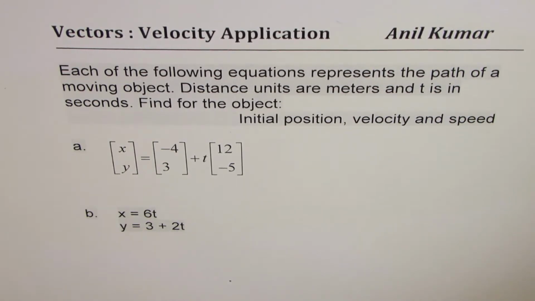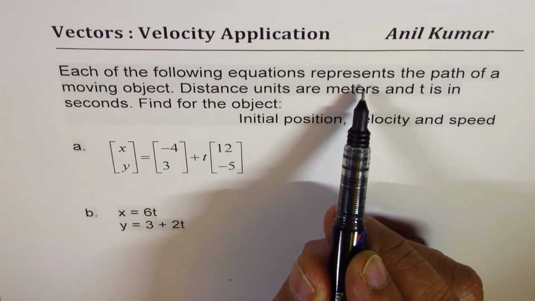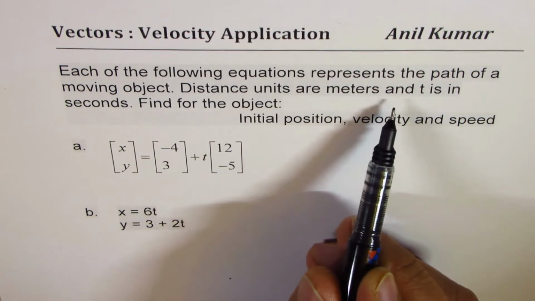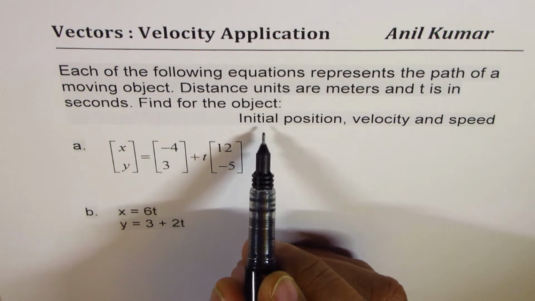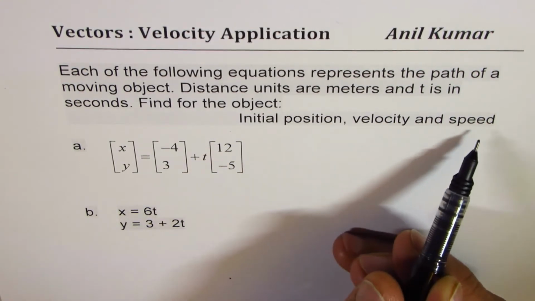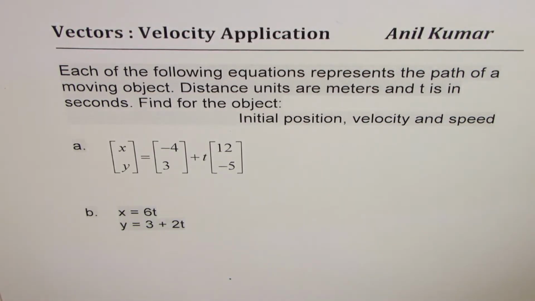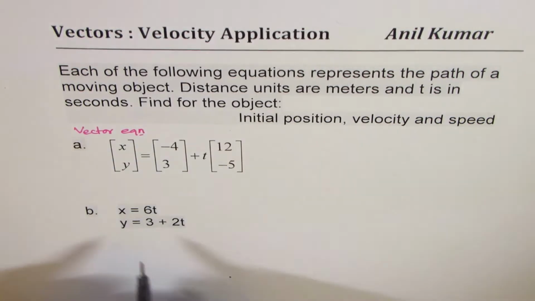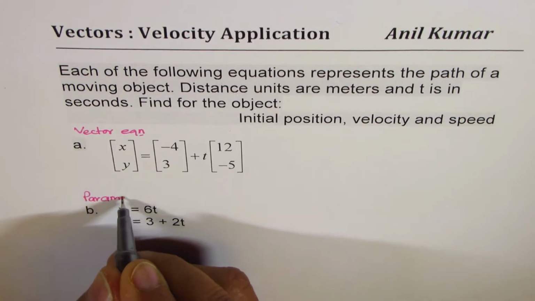hold on this topic. The question here is, each of the following equations represents the path of a moving object. Distance units are meters and time is in seconds. Find for the object initial position, velocity and speed. So I've taken two examples. One of them, the very first one, is actually the vector equation. So this is the vector equation. And here we have given the equation in the form of parameters. So it is a parametric equation.